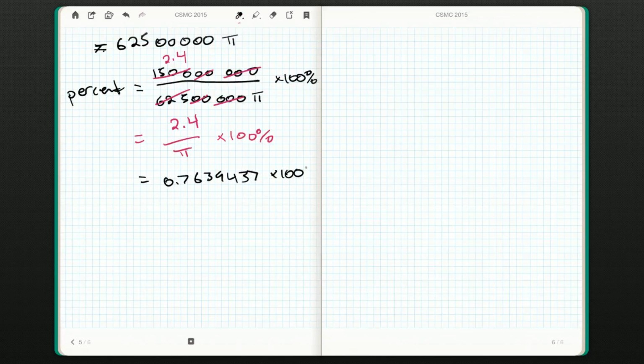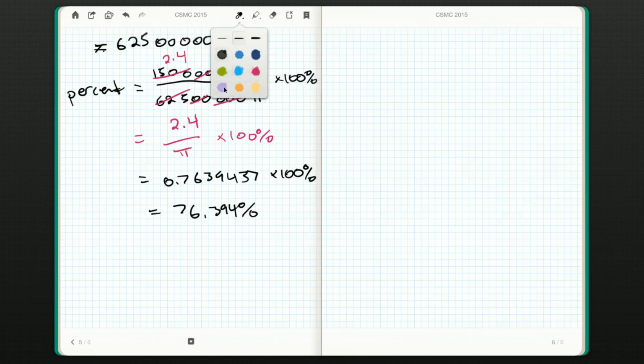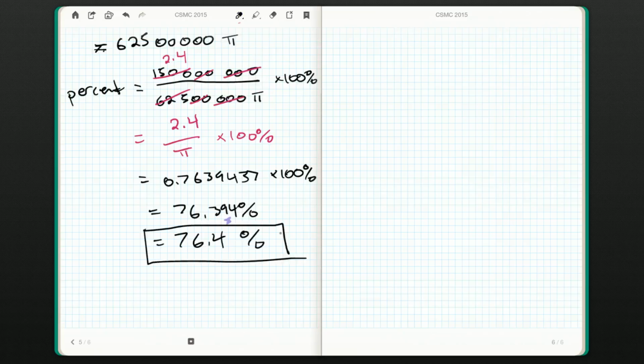0.76394337 is what I've got on my calculator here. Multiply it by 100%. The percent we treat as a unit, so it's going to stay here. And everything just gets shifted over 2 decimal places. So 76.394, let's say. But we want to round to the nearest tenth. Well, this 9 here means that we're going to round up to 76.4%, and that's going to be our final answer.